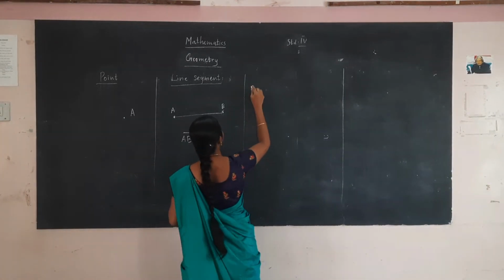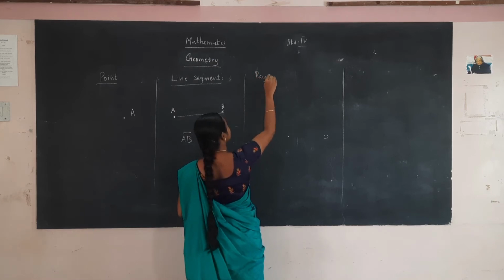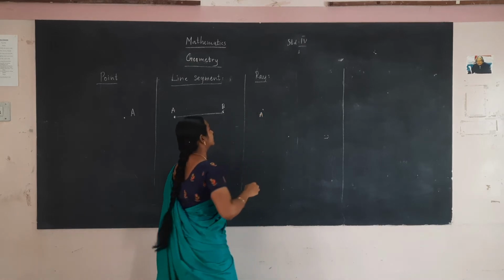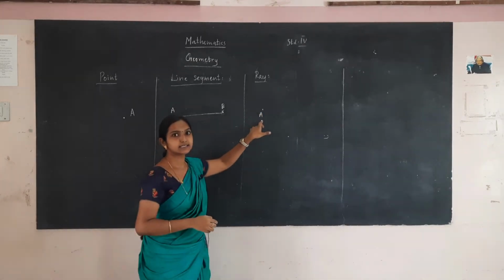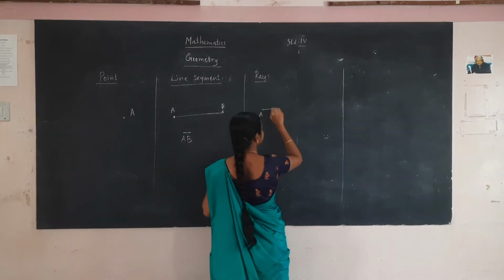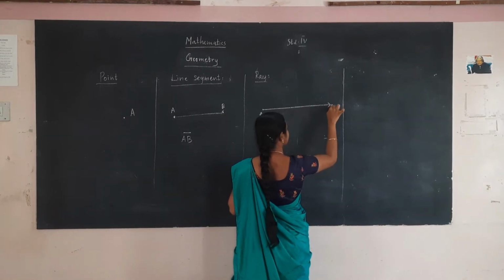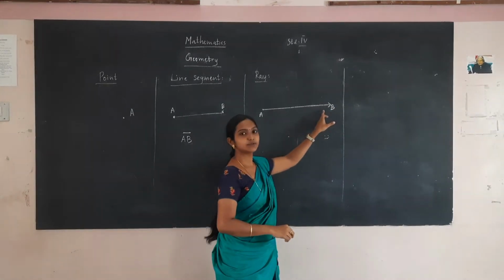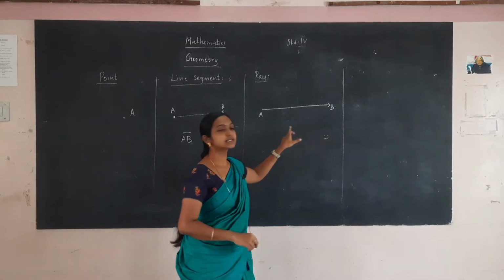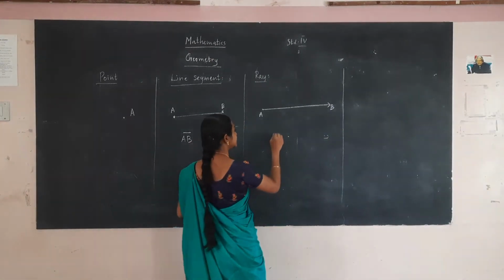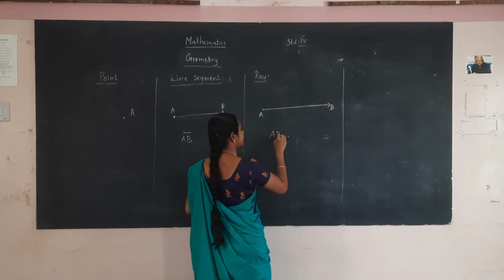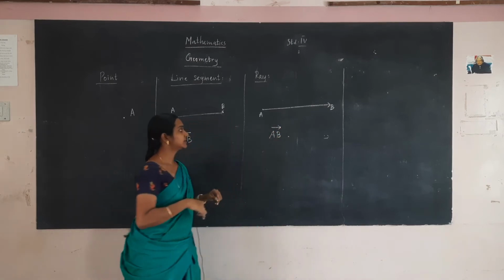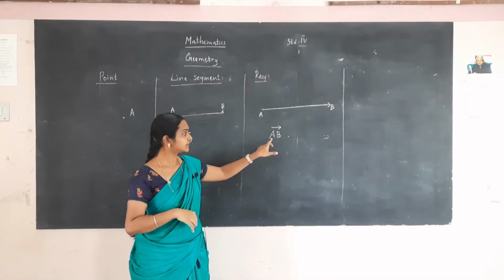Next we are going to learn about ray. Now keep the point A as it is and extend the point B. The point A is the same and the point B is extended. So this is called a ray. We write ray AB by writing AB and putting an arrow mark above it. We should read it as ray AB.